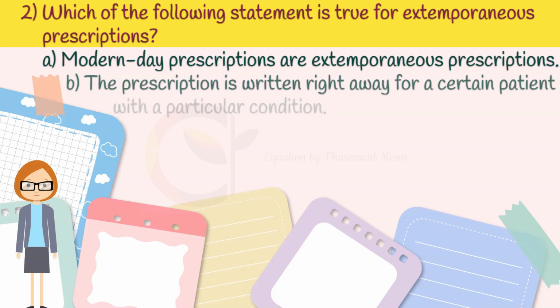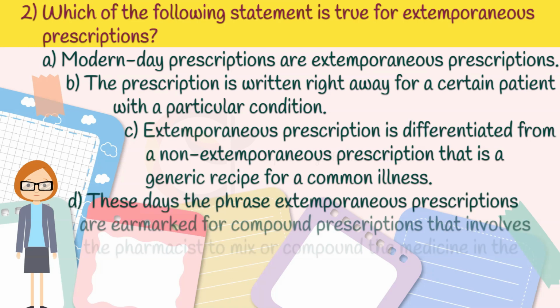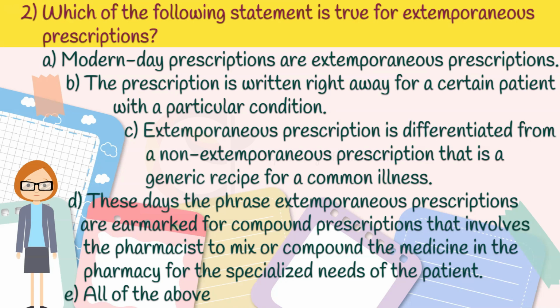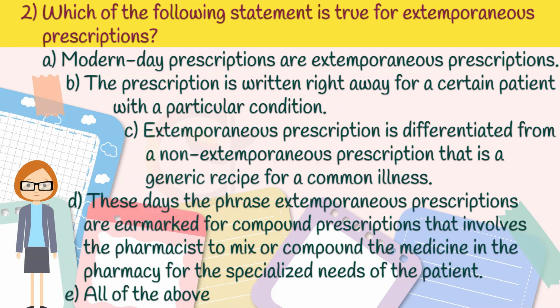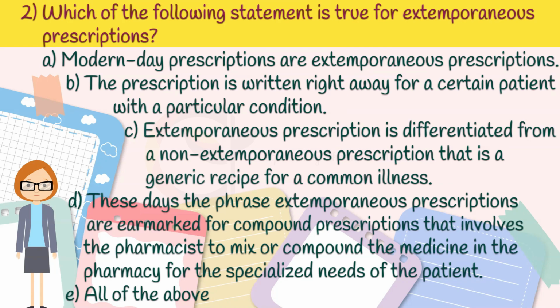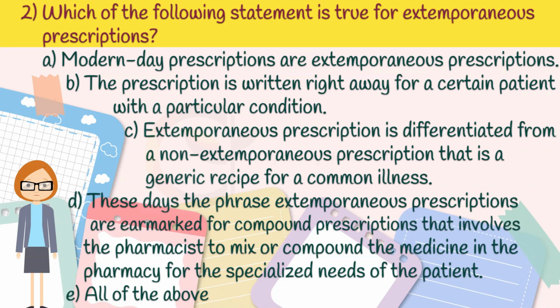Question 2. Which of the following statements is true for extemporaneous prescriptions? Option A, modern-day prescriptions are extemporaneous prescriptions. Option B, the prescription is written right away for a certain patient with a particular condition. Option C, extemporaneous prescription is differentiated from a non-extemporaneous prescription that is a generic recipe for a common illness. Option D, these days, the phrase extemporaneous prescriptions is earmarked for compound prescriptions that involve the pharmacist to mix or compound the medicine in the pharmacy for the specialized needs of the patient. Option E, all of the above options.